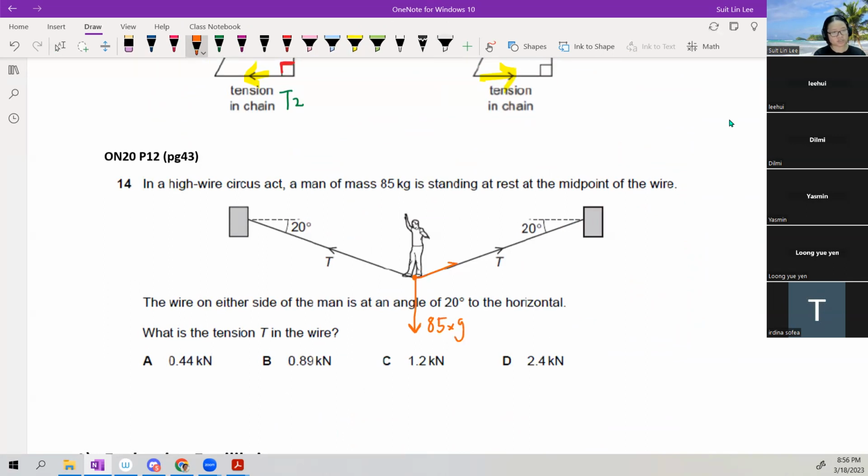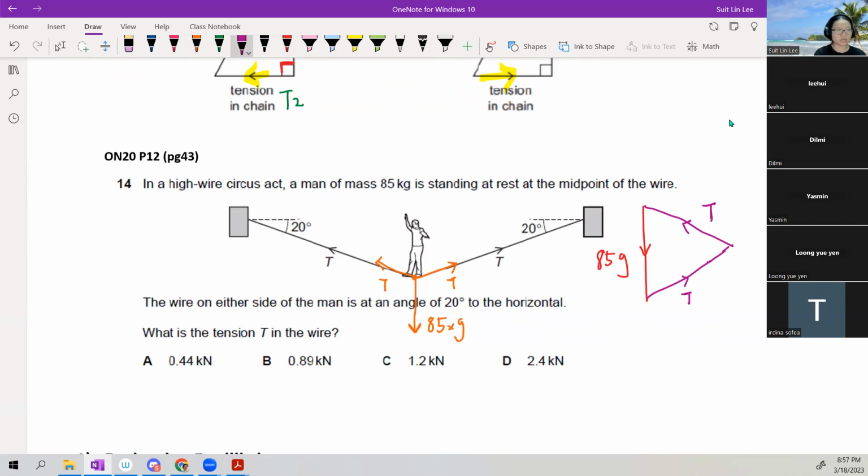And there is a tension here pointing in this direction. There's a tension here pointing in this direction. So if you're feeling it, you can actually draw the vector triangle. You sort of have T in this direction, and then you will also have T in this direction. They are the same rope, so you have the same tension.